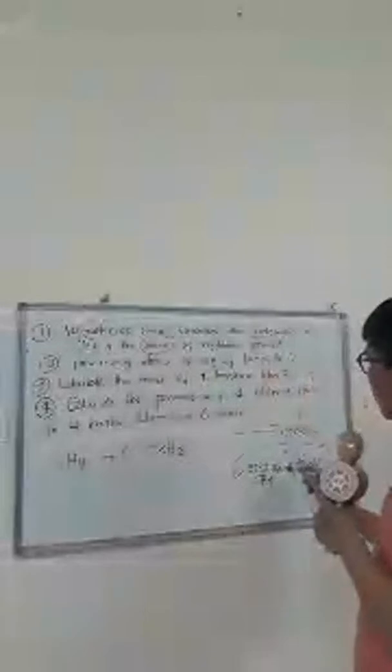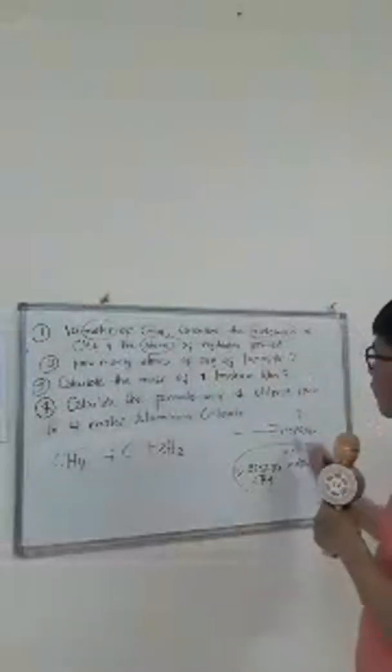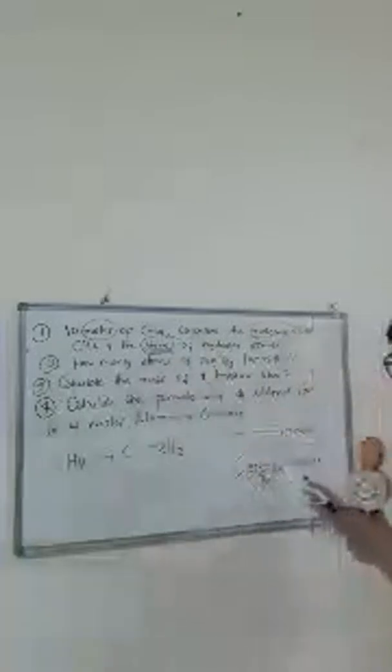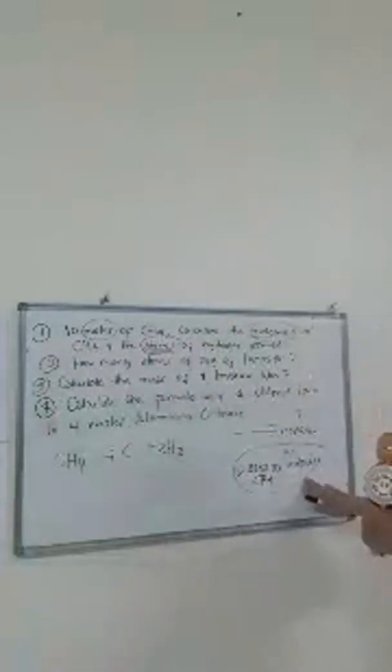Now we have here 6.023 times 10 to the 24 molecules. Then we need to convert this into atoms. Now, your basis of calculation will be your answer for the molecules.